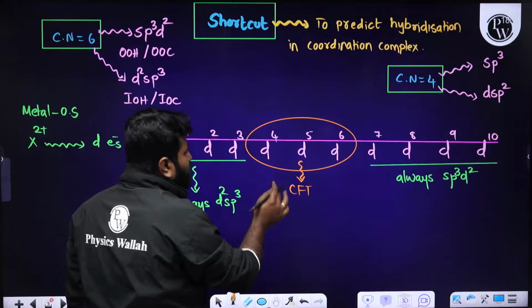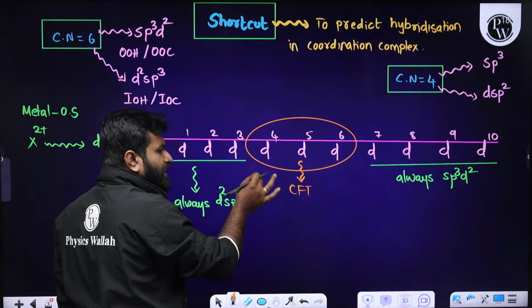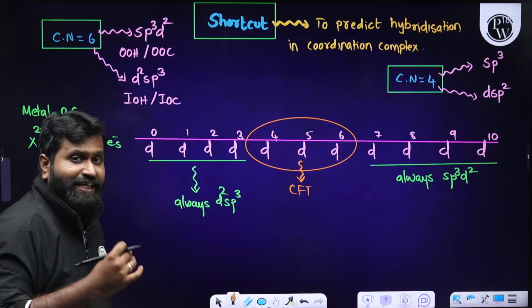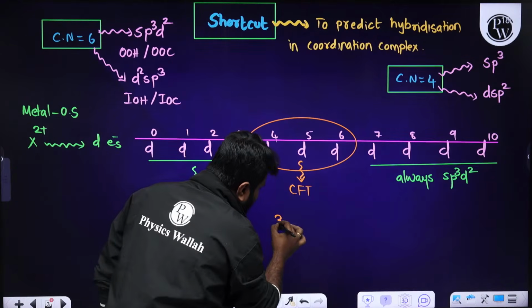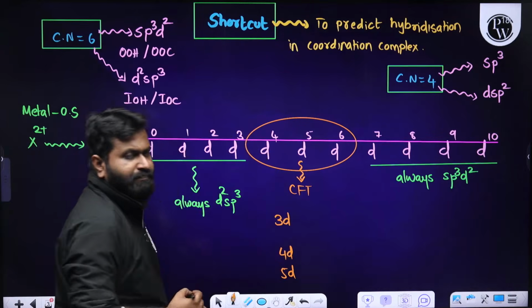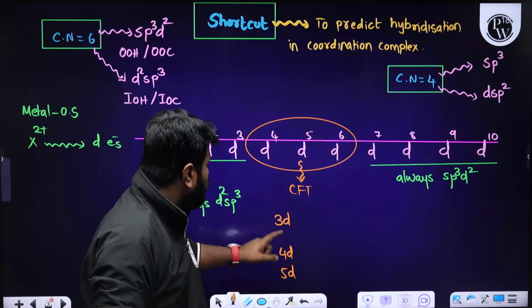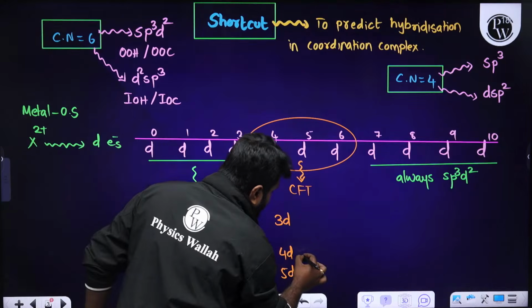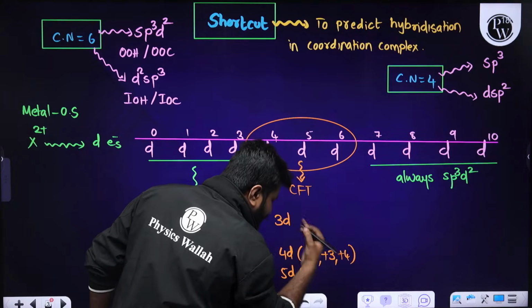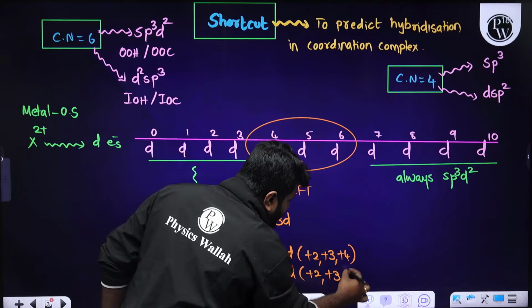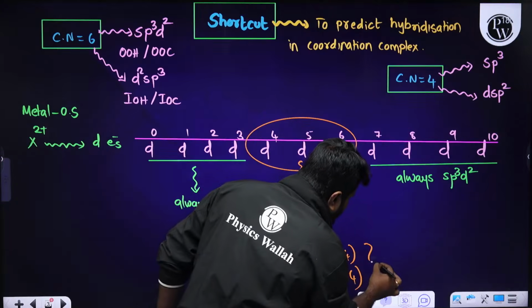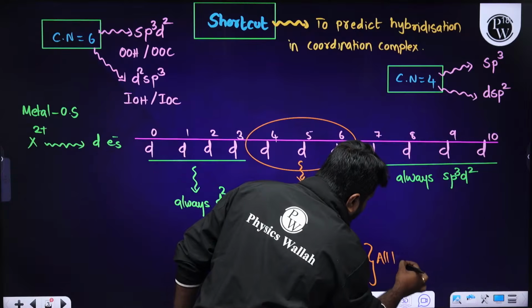Understand? We need to check if the central metal ion in the particular oxidation state has d electrons 4, 5, 6. Then we need to check whether the particular metal belongs to the 3d series or 4d series or 5d series. If the central metal atom belongs to the 4d or 5d series, whether it is present in +2, +3 or +4 oxidation state, no problem. In both cases, all ligands are strong field ligands.